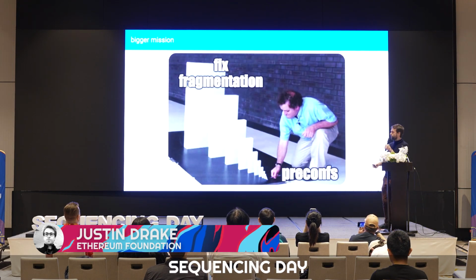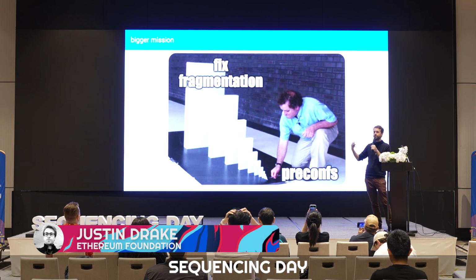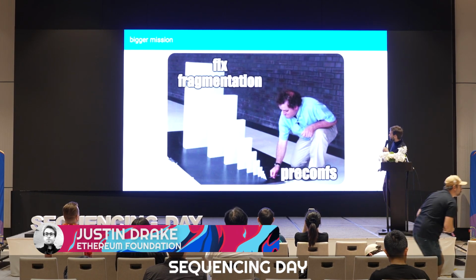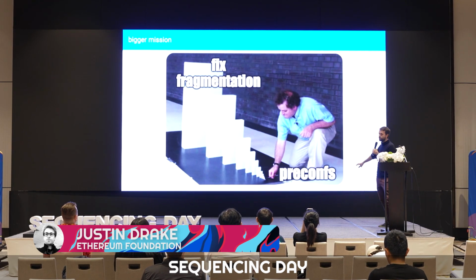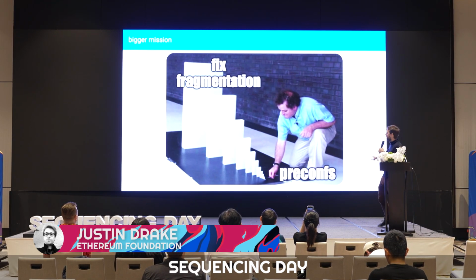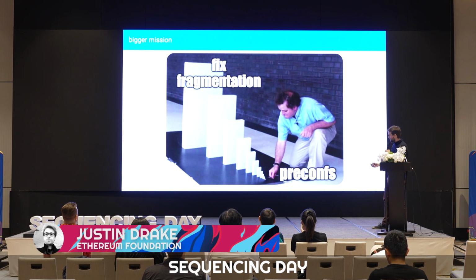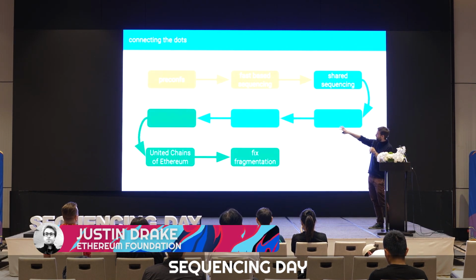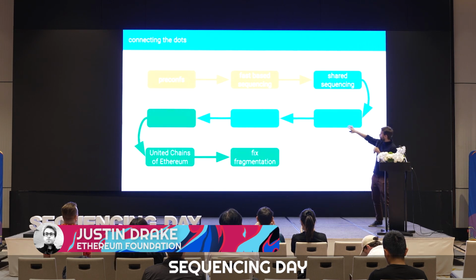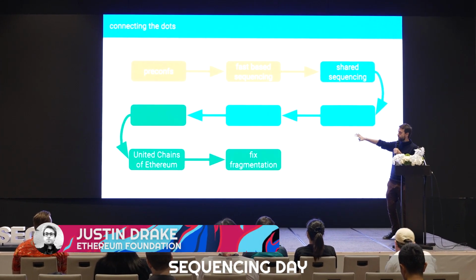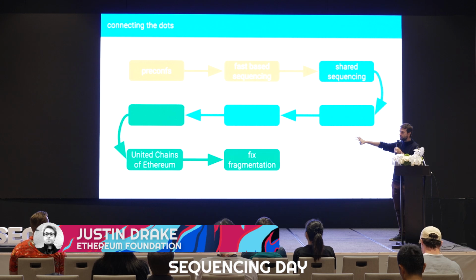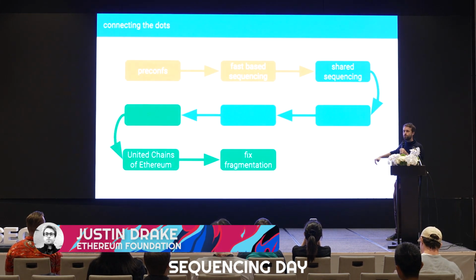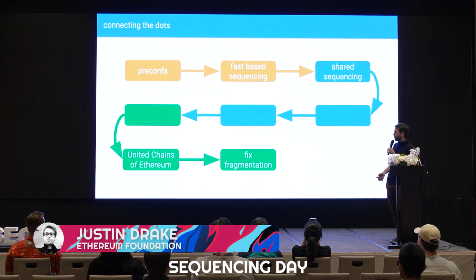So the big mission really here in the top left corner is to fix Ethereum fragmentation. And it might seem a little disconnected, because preconfs is all about improving UX. How are these two things connected? The way that I connect the dots is that at the very top, we have pre-confirmations that improve the UX of decentralized sequencers, such as based sequencers. And then that gives us credibly neutral decentralized sequencers that can be used as shared sequencers with very good UX.